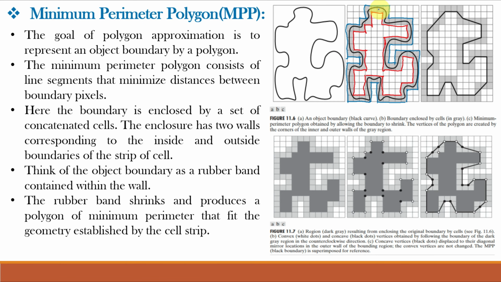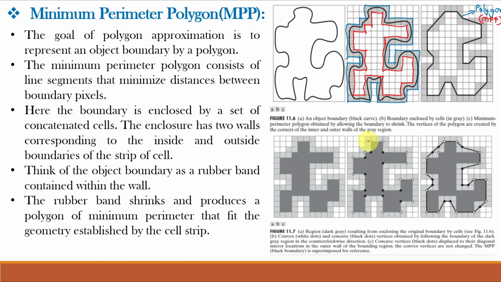Now think of this black object boundary as a rubber band which is contained inside this outside and inside wall. Now if we allow this rubber band to shrink, then the rubber band will be constrained by the inner wall and the outside wall, and it will form a polygon of minimum perimeter that fits the geometry established by the cells. So we can see here that we have reduced the area inside the original boundary to a smaller area inside the MPP.